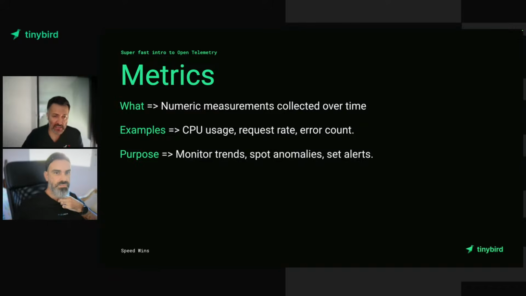Metrics are numeric measurements that you collect over time. This could be things like CPU usage, or request rate, or error count, memory, whatever. The purpose of those is to monitor trends and spot anomalies and set alerts that can help you not just understand what's going on, but also react to what's going on if there are problems and so on.